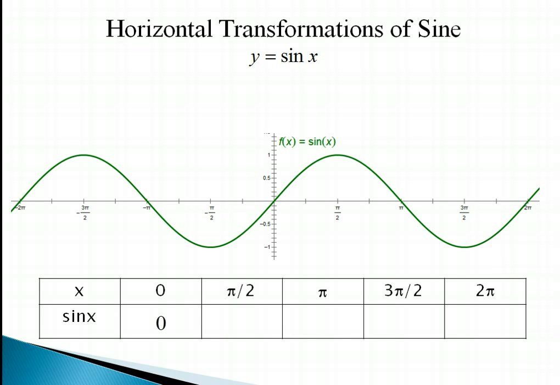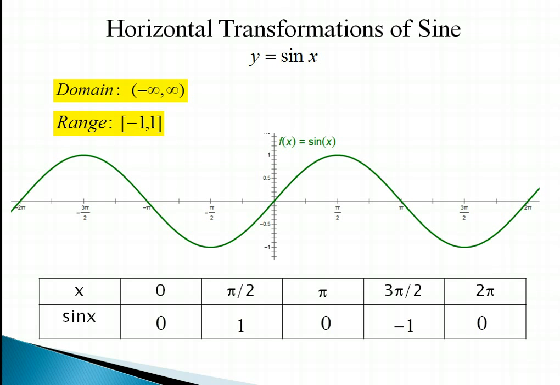You should know that the sine graph has critical points at 0, pi over 2, pi, 3 pi over 2, and 2 pi. These are called critical points because they're going to be either the zeros of the graph, that is the x-intercepts, or they're going to be the high or low points on the graph. You should also know that the sine graph has a domain of all reals, a range from -1 to 1, a period of 2 pi, and an amplitude of 1.